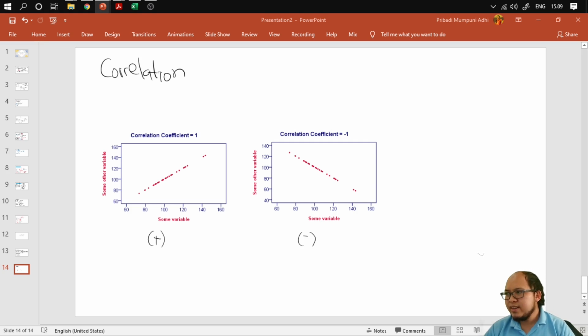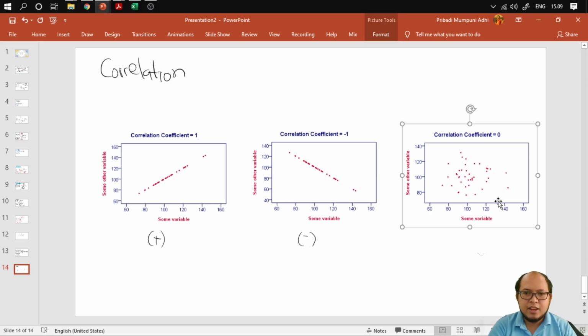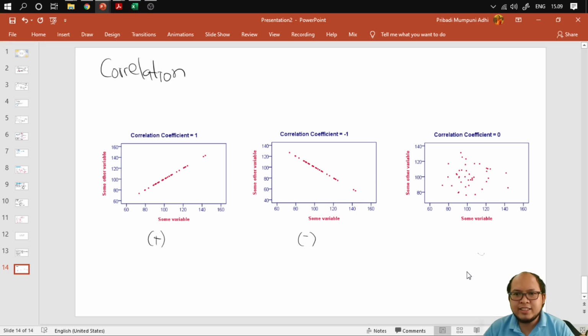And another one, the correlation can be unknown or the correlation coefficient will be 0 if we have the scatter data and the data is too much scattered. So we cannot find any correlation, positive or negative. We cannot make any straight line to this graph. It's too difficult. So the correlation coefficient will be equal to 0.